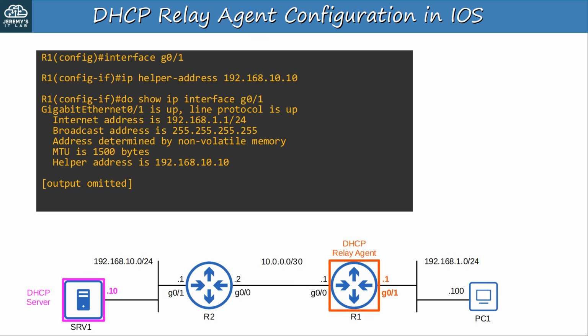Now, how about DHCP Relay agent configuration? Here's that same network as before. Server 1 is a DHCP server, and R1 will be a DHCP Relay agent after we configure it.